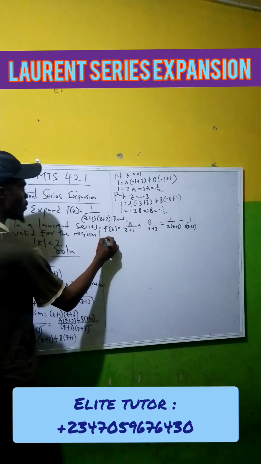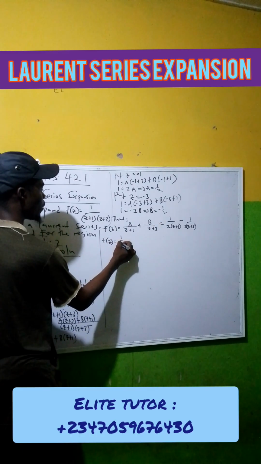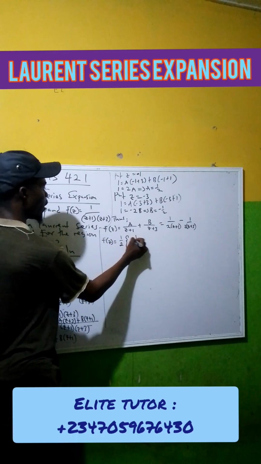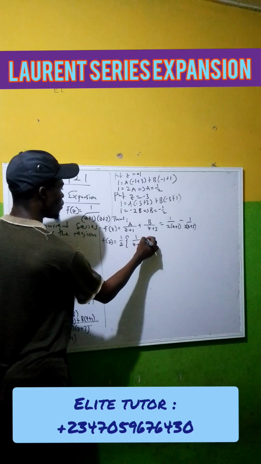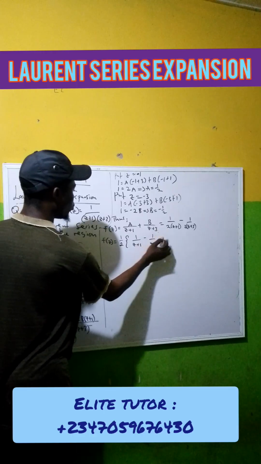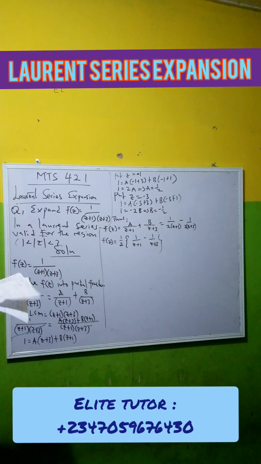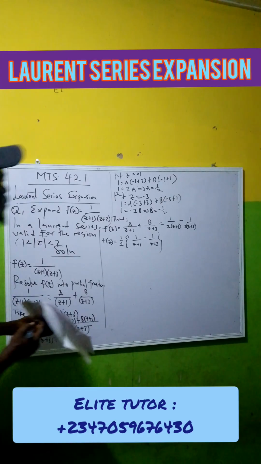Alright, at that junction, we now get to know that f of z equals 1 over 2 is common. We can bring it out. So we are left with 1 over z plus 1 minus 1 over z plus 3. No stress. Alright, we are getting along. So now, what is the next thing we are going to do?